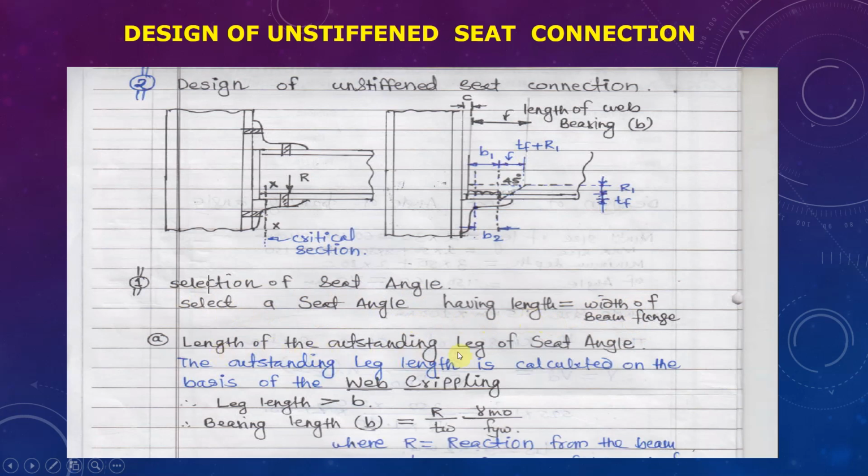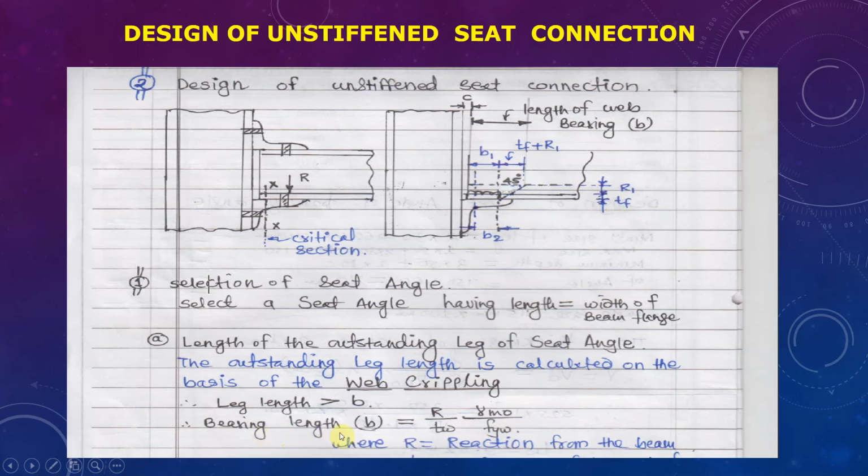Next is the length of the outstanding leg of the seat angle. The outstanding leg length is calculated on the basis of web crippling. So the leg length should be greater than B, that is this much. Whenever you have to prevent crippling of the web, sufficient length B is required. Therefore this length is the B required, and the length of the leg should be greater than this B.